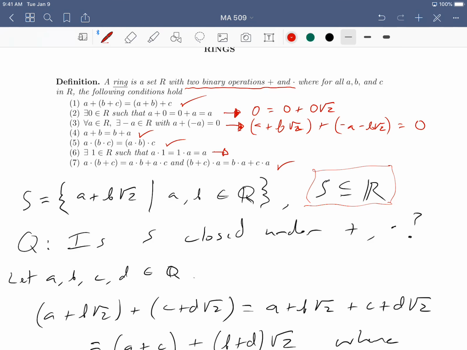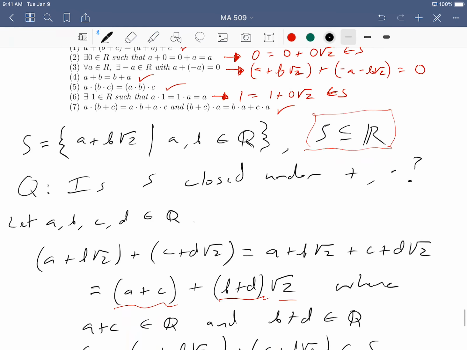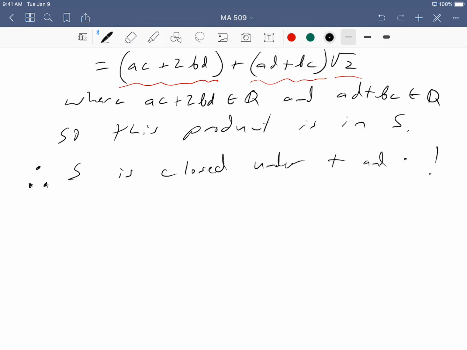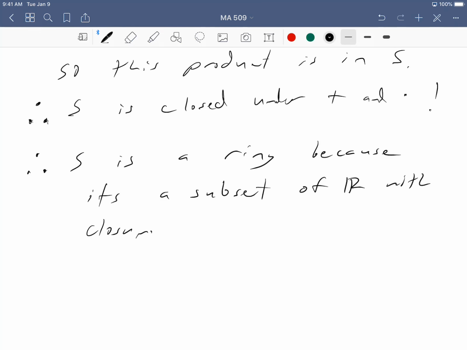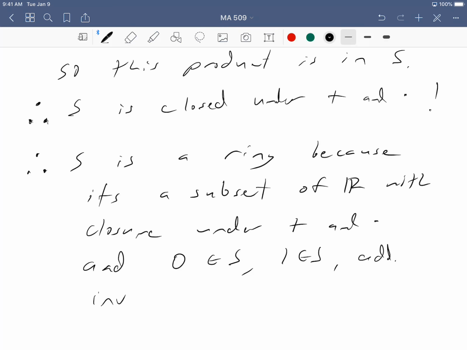And here with 1, like up above, I'm thinking about 1 as just 1 plus 0 root 2, which is definitely in S, just like this one was, because 1 and 0 are rational numbers. And so the rest of the ring properties hold. So S is a ring because it's a subset of R with closure under addition and multiplication, and 0 is in S, 1 is in S, additive inverses are in S.